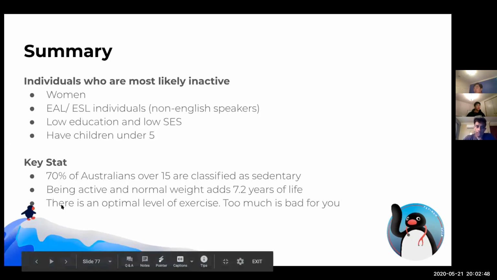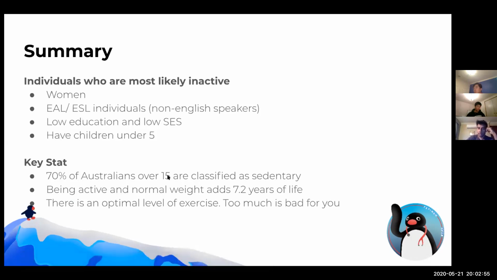There's another key stat, which Craig Hassett also likes to test: 70% of Australians above 15 are classified as sedentary. And you have to get the idea that there's also an optimal level of exercise. After a certain point, if you exercise too much, it can actually cause detrimental effects to your health.